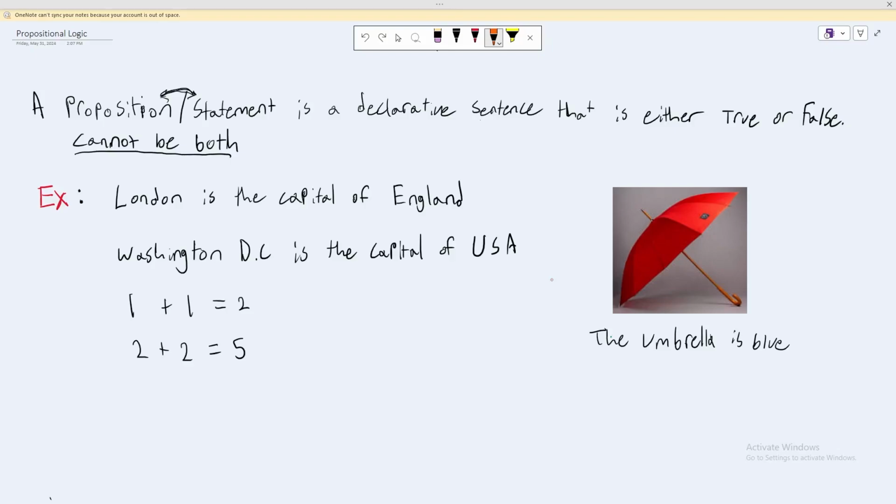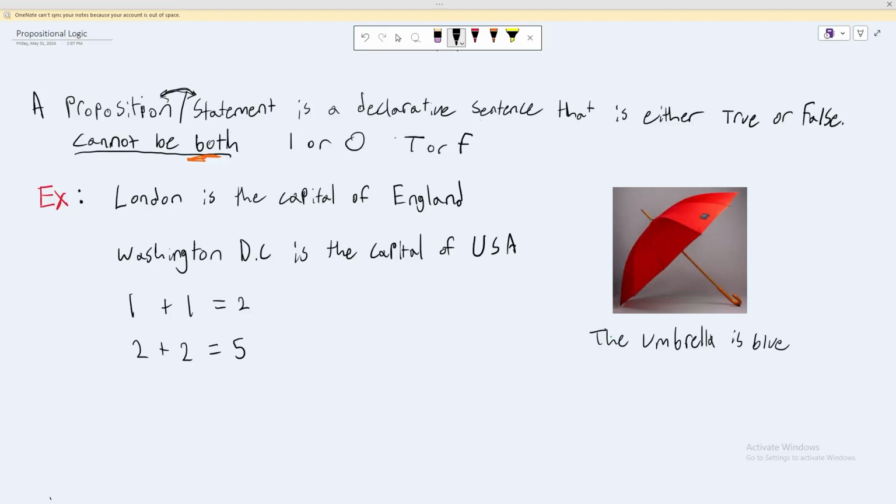Introduction to propositional logic. First, we have to understand what a proposition or statement is. It's really simple, I'll just go over it real quick. A proposition or statement is a declarative sentence that is either true or false, and it cannot be both. So we can just highlight that there. It's either 1 or 0, or true or false.